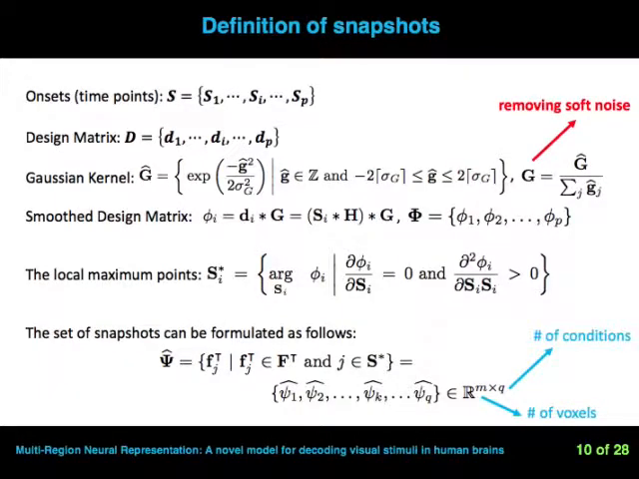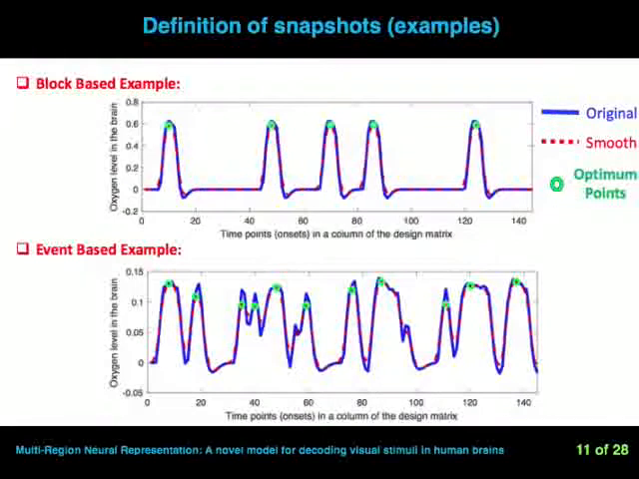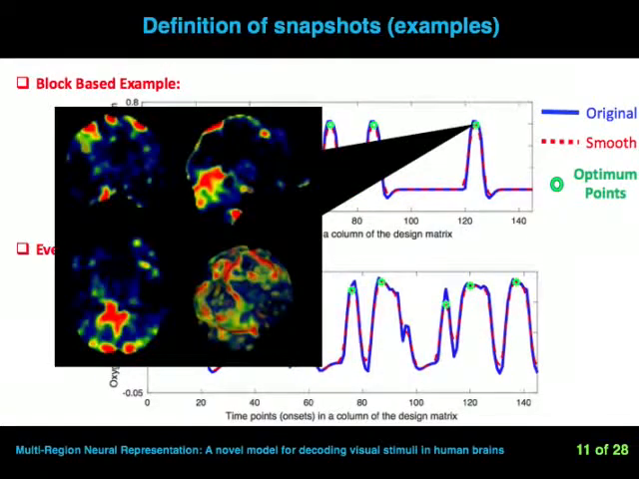Based on this assumption, we define the snapshots as follows, where S is onset, D is the design matrix, G is the Gaussian kernel for removing soft noise, and psi is the whole of the snapshots. These figures illustrate two examples of selected time points, where the blue line is the original column of the design matrix, red is the smoothed version of the design matrix, and green circles are the time points included in the selected snapshots.